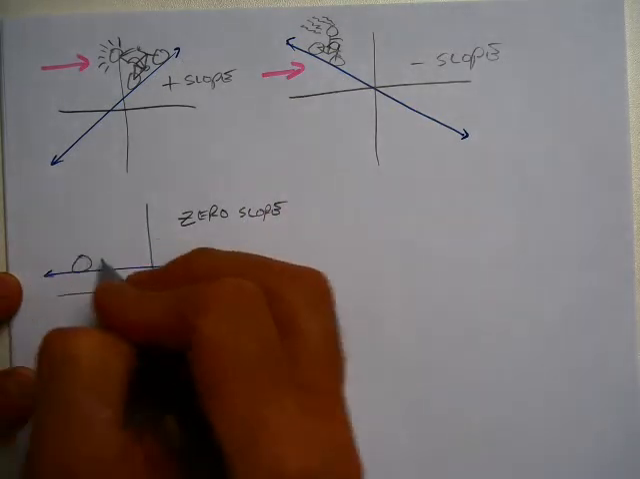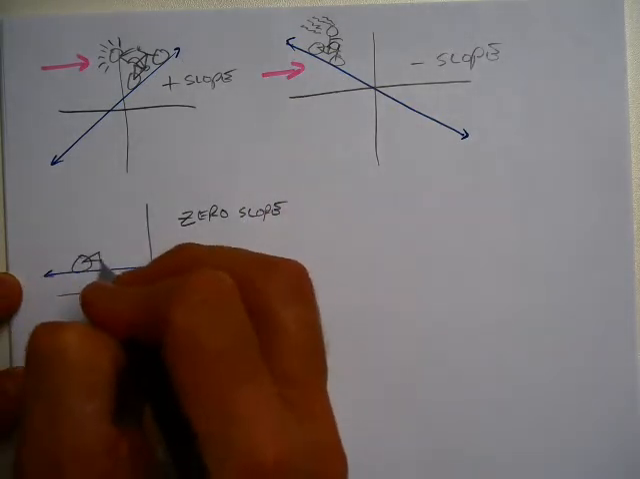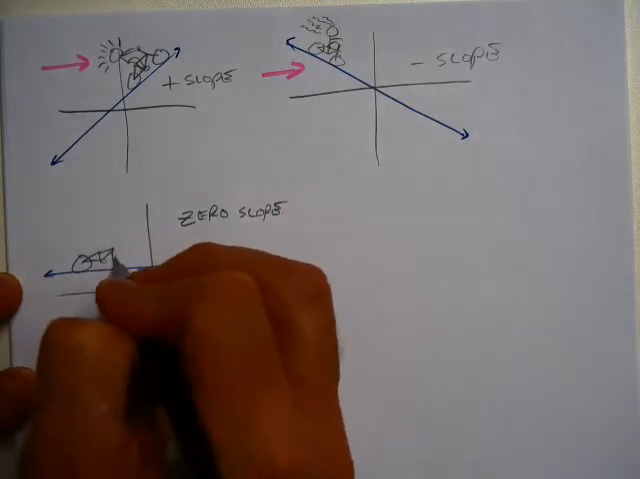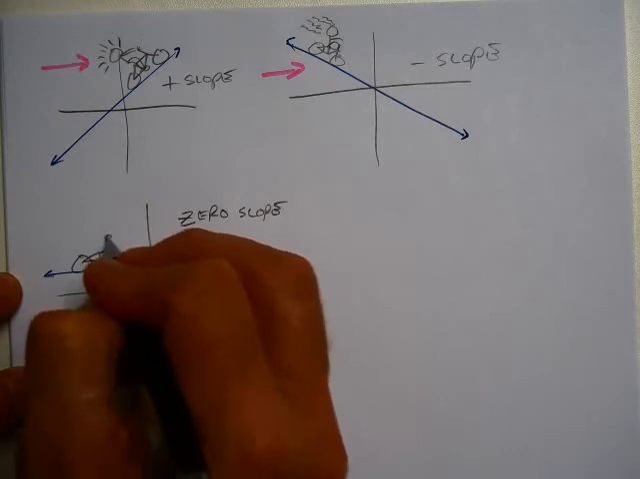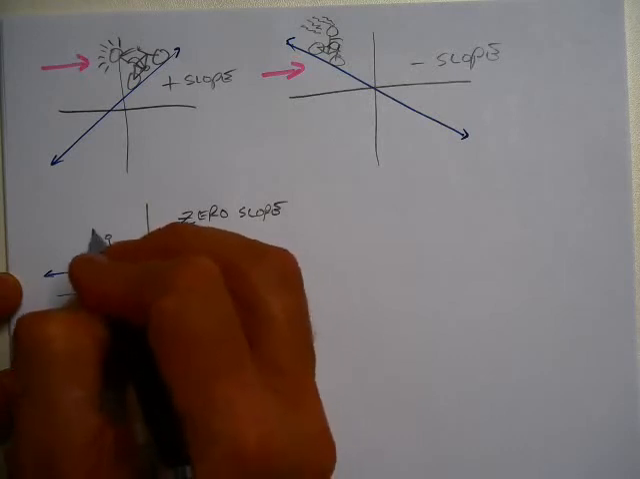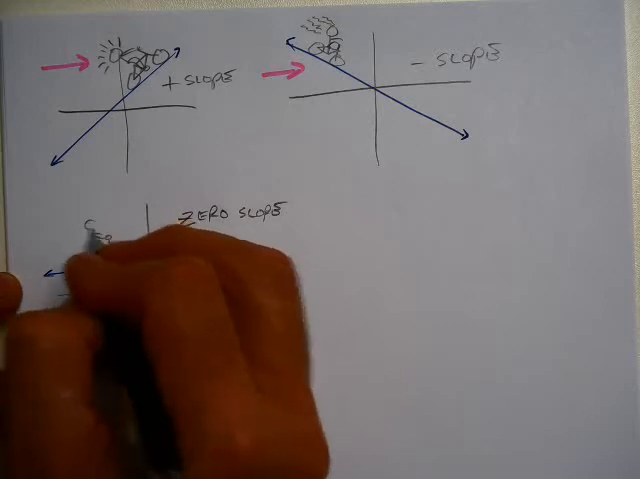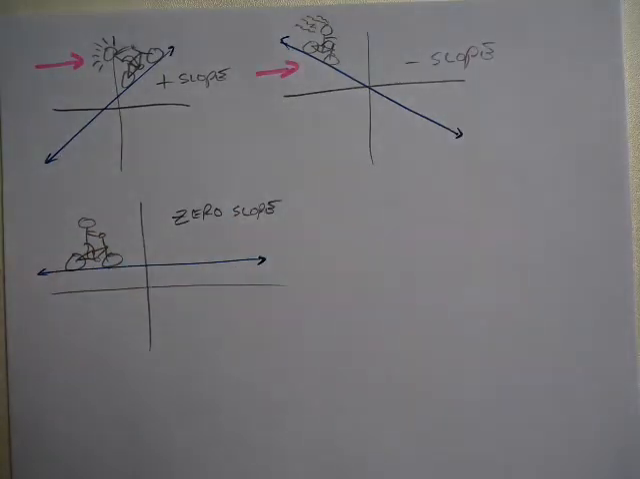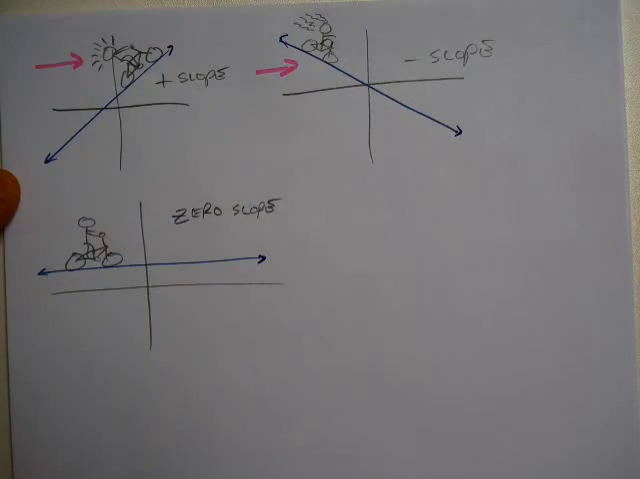Some bike riders like zero slope. I kind of get bored with it, actually. It just gets kind of old. I like hills. I'm willing to go up the hill to be able to go down the hill.